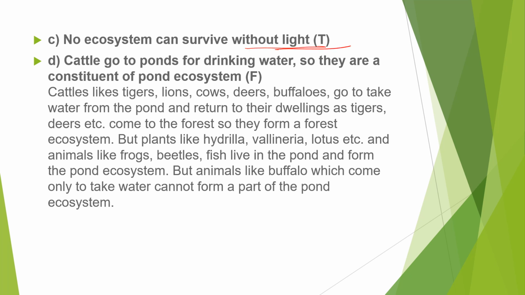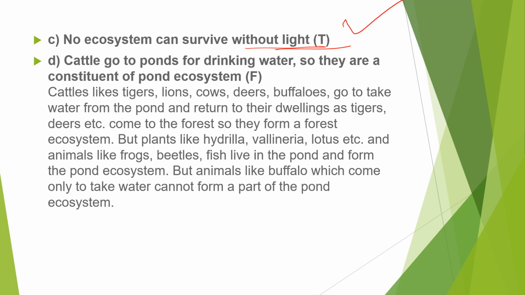Ecosystem cannot survive without light, because without light, plants cannot produce their food. Photosynthesis is not possible. And when there is no food production in plants, the primary consumers can't consume plants, so animals won't be able to survive either. So neither the pond ecosystem, nor the forest ecosystem, nor the aerial ecosystem will survive without light. So light is essential for ecosystem survival.